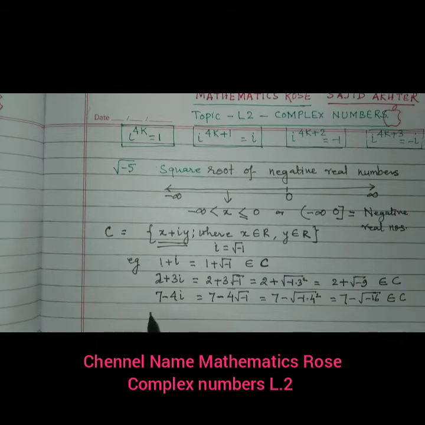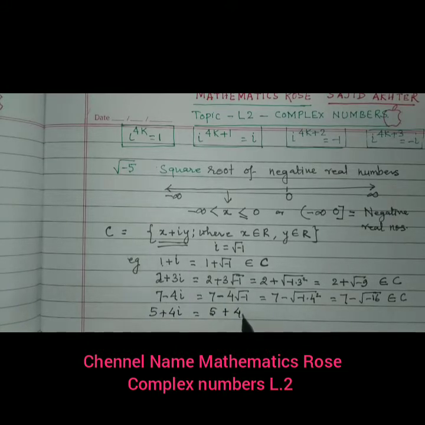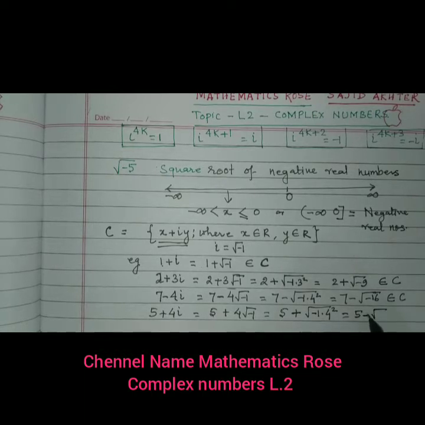Now if I am writing 5 plus 4i, so it is 5 plus 4 root under minus 1, iota, and this is equal to 5 plus, and we will take minus 1, and then it is 4 square. If you take 4 inside the bracket, then you have to put the square, because the square root will then cancel the square, and we will get the minus 4. So in this way, 5 plus root under minus 16. So here it is the imaginary number, and this is the real number.